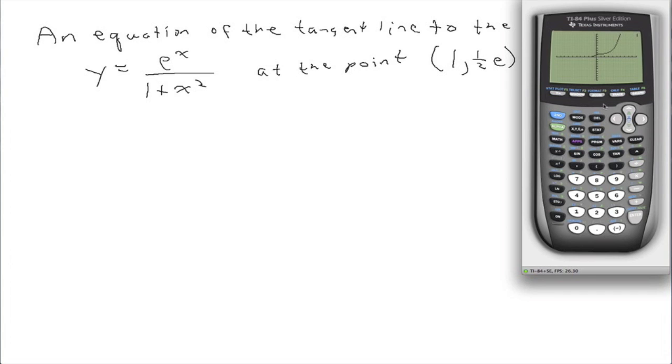Now, what I would do next here is trace to go to x equals 1. Then I would zoom in. I hit enter because I'm where I want to zoom in. And now you can see more clearly that the graph really is horizontal at this point. That just confirms what we saw before.